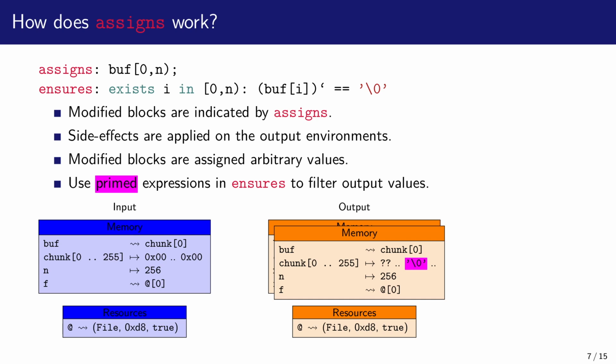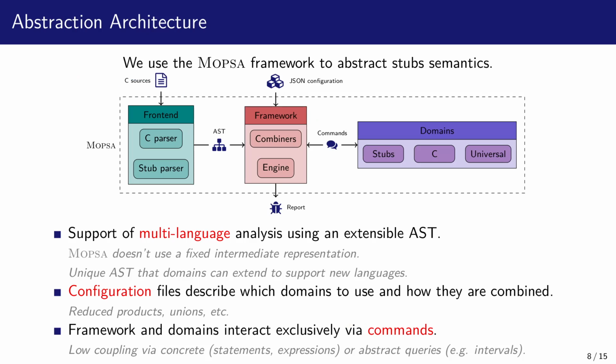So that was a very quick overview of the Stub language, and you can find more details about the concrete semantics of the language in the paper. And to implement an abstraction of these semantics, we have used Mopsa. Mopsa is an open source framework for developing static analyzers by abstract interpretation.